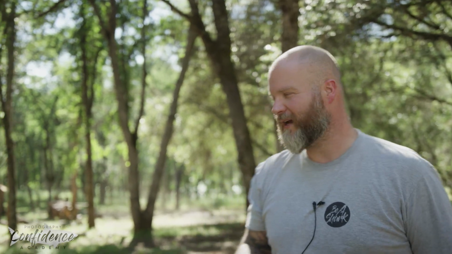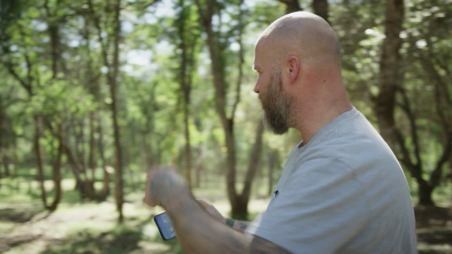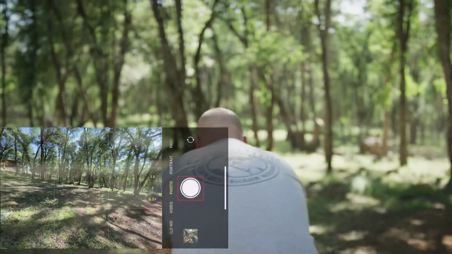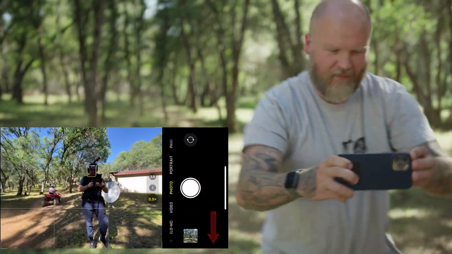All things that you'd want someone to look at the photo and immediately realize what's happening. We don't want it to look like he's sitting still. We want it to look like he's moving. So I'm going to get down, use these trees. Move with the subject and try and show some of that momentum and movement.